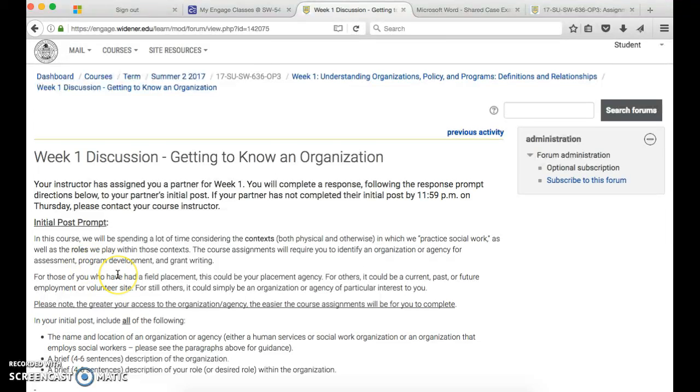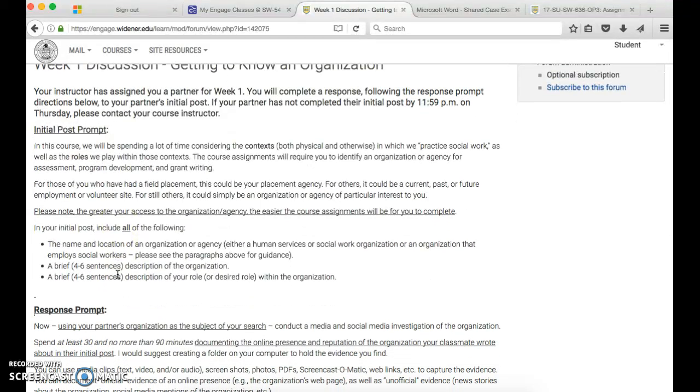So the initial post prompt, we're going to be spending a lot of time talking about the context in which we practice social work, and that can mean physical context or otherwise, as well as all the different roles that we may be playing within those contexts.